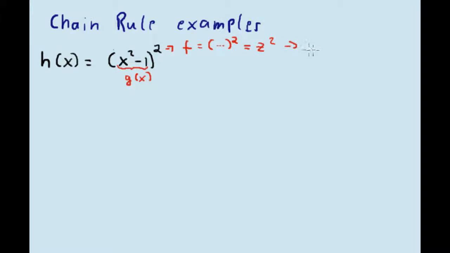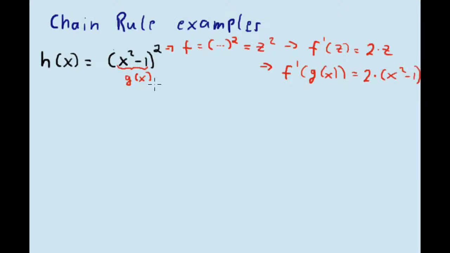Now, this means that f prime of z is simply 2z. And now remember, z is a placeholder, so in the final chain rule, we now have to plug g of x back into z. So that means that f prime evaluated at g of x is 2 times, and now instead of z, this should be g of x, which is x squared minus 1. And g prime of x is just d dx of the inner function, which leaves you with a 2x.